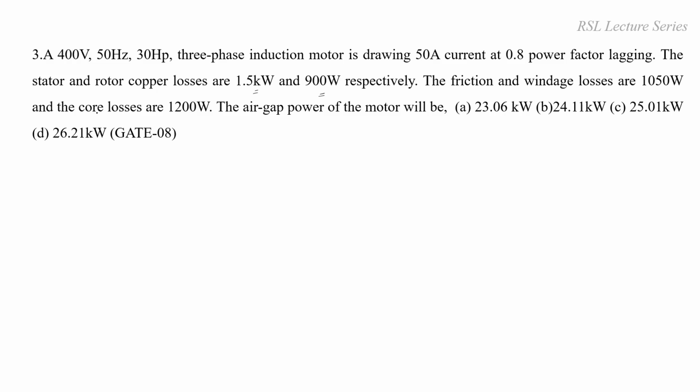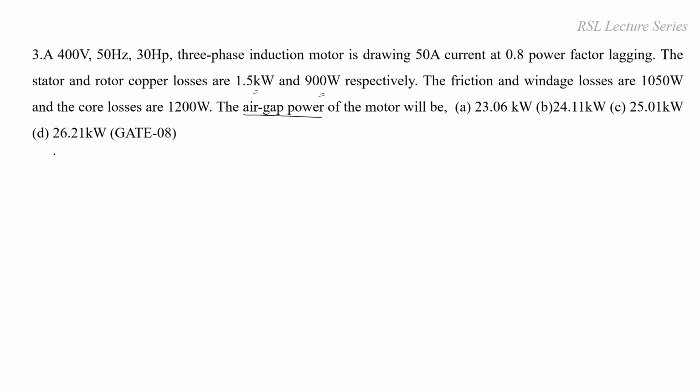This corresponds to the stator core loss, because in the rotor we have only copper loss and the core loss is negligible. So now we have to find out the air gap power of the motor. The options are 23.06 kilowatts, 24.11 kilowatts, 25.01 kilowatts and 26.21 kilowatts.